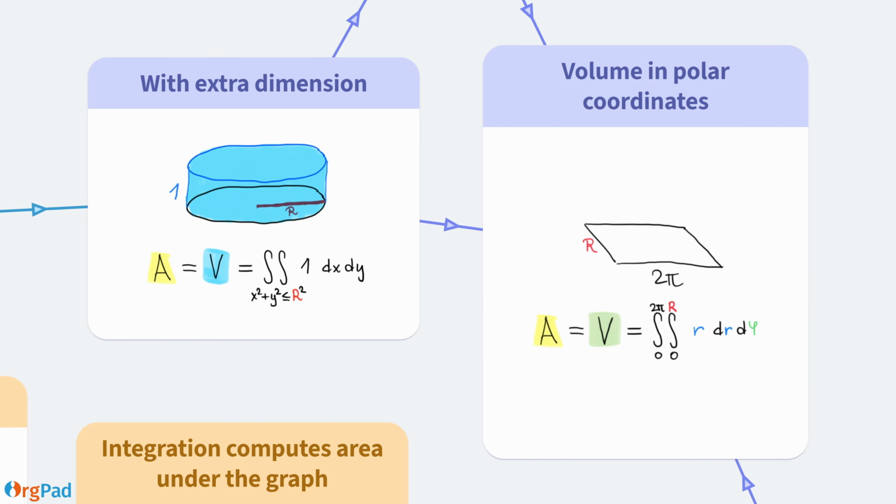Instead of the wrong cuboid with sides r, 2 pi and 1, it becomes a triangular prism of height 2 pi with a right triangle base with sides r and r. Its volume is therefore the area of the base r squared over 2 multiplied by height 2 pi, which gives pi r squared. Finally, we have obtained the correct formula pi r squared for the area A of a circle with radius r.